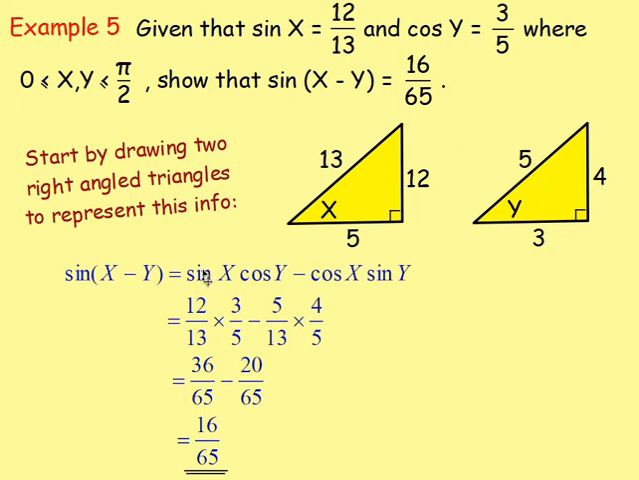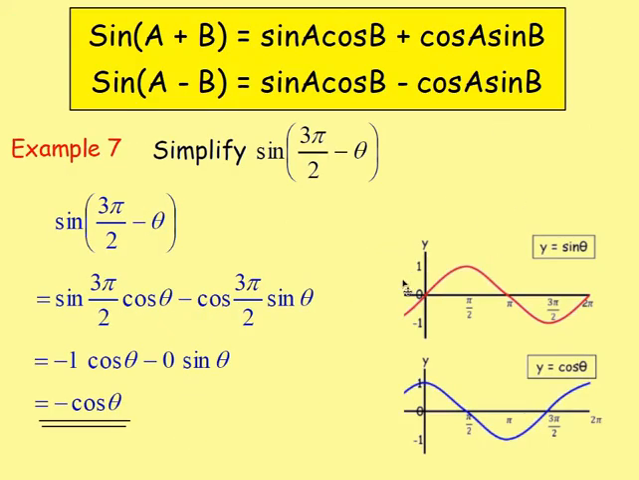If we want sine(x minus y), expand that using the addition formula, sub in the values of cos x and cos y and so on, and you get 16 over 65.